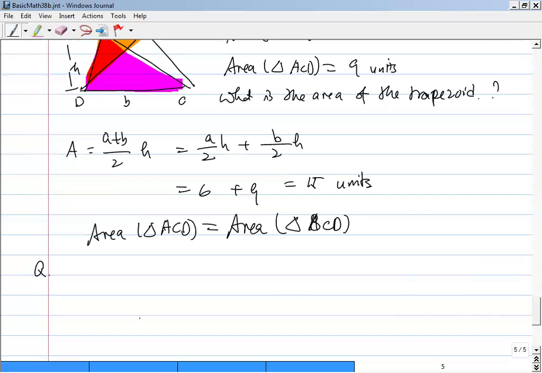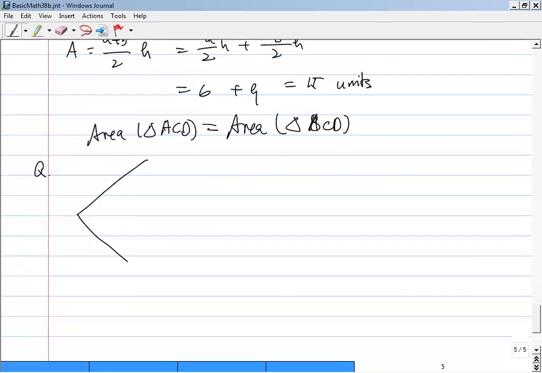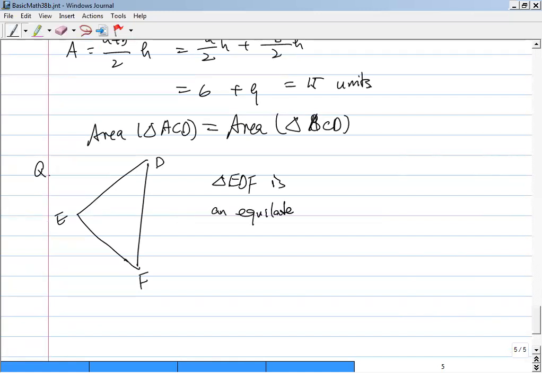An equilateral triangle overlays a square. Okay, this is an equilateral triangle, E, D, F. So triangle EDF is an equilateral triangle, and ABCD is a square. Okay, here's a square.